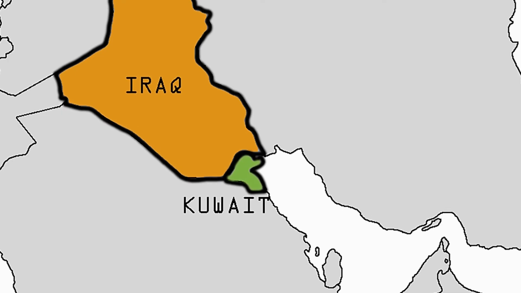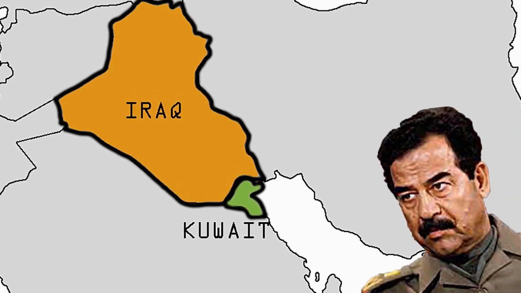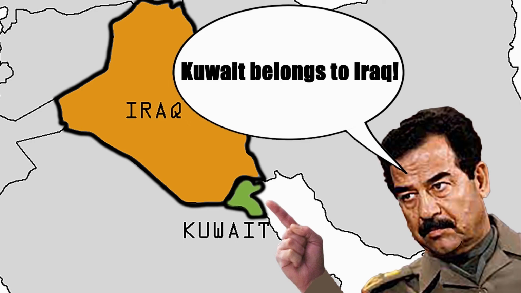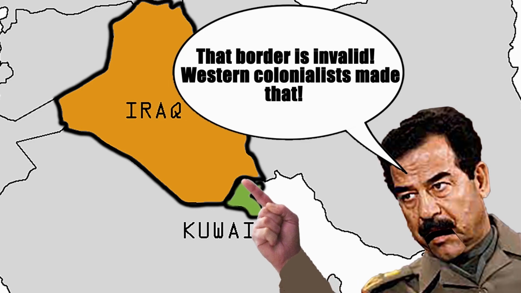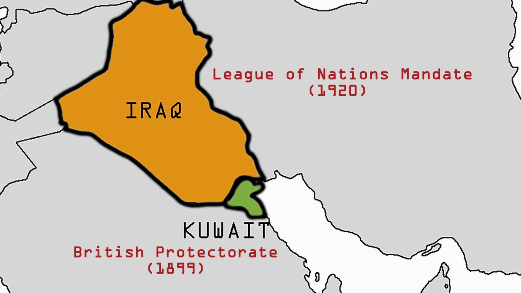Iraq also did not recognize Kuwait's sovereignty. According to the Iraqis, Kuwait rightfully belonged to Iraq, and Kuwait's border was carved out by Western colonialists. It did not matter to Saddam that Kuwait was already an internationally recognized country before Iraq. Iraq itself was not internationally recognized until a League of Nations mandate after World War I.